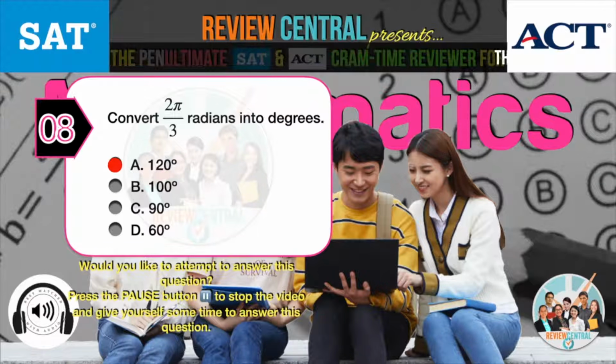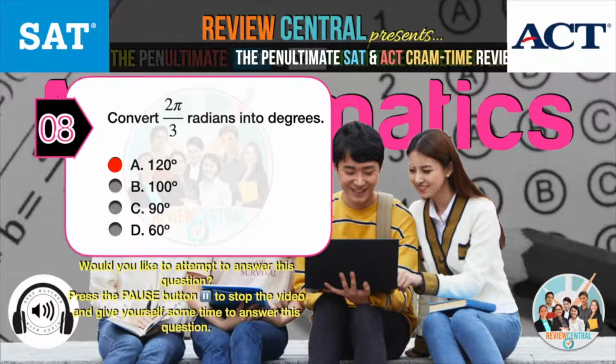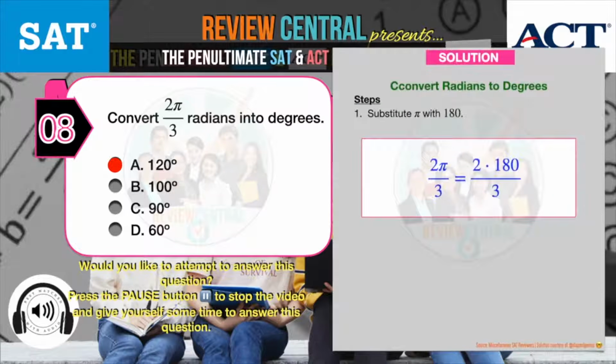120 degrees. Well, either you know your radians to degrees conversion or you don't. You don't? Seriously? It's very simple and easy to memorize actually. Angles in radians are usually expressed in terms of an integer, or more often a fraction, multiplied by pi. Just substitute pi with 180 and proceed to simplify the fraction.